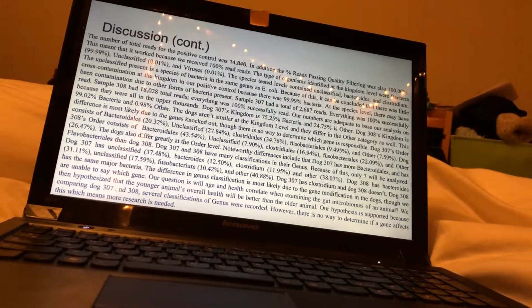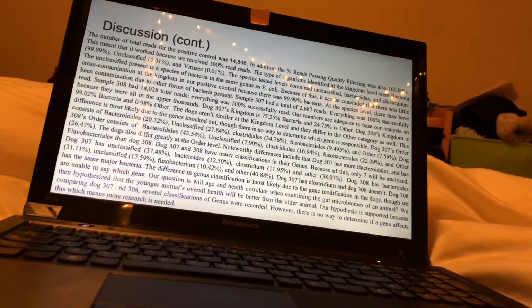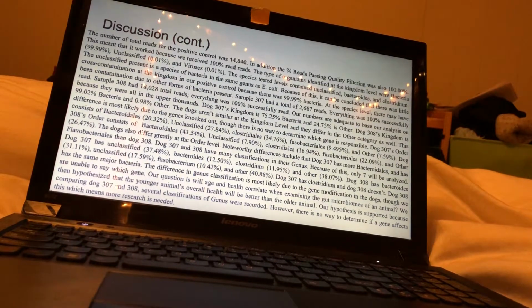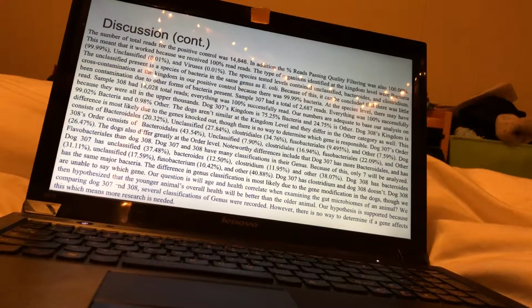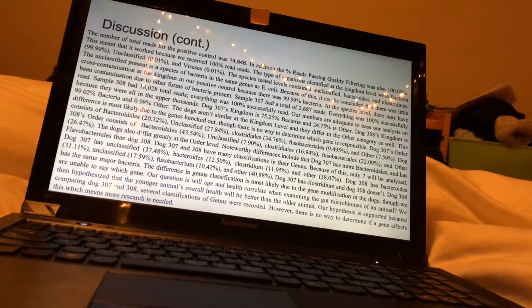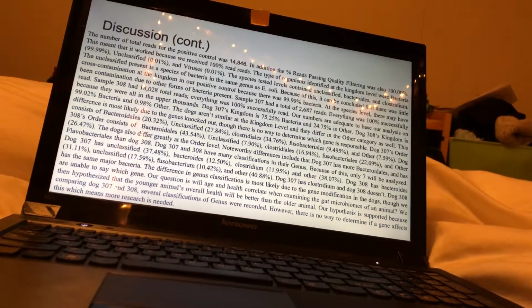Dog 307's kingdom is 75.2% bacteria and 24.7% other. Dog 308's kingdom is 99% bacteria and 0.98% other. The dogs aren't similar at the kingdom level, and they differ in the other category as well. This difference is most likely due to the genes knocked out, though there is no way to determine which gene is responsible.